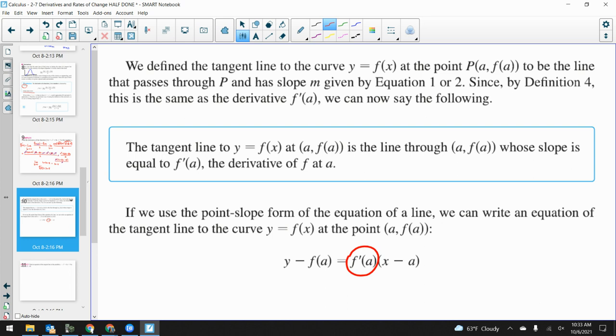So let's do that. Yes? But we don't want to include h's because we're looking for the equation of the tangent line, which only includes the line.